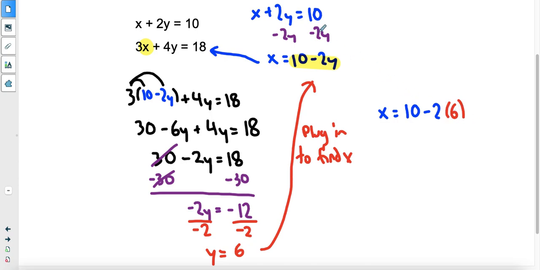Okay. 2 times 6, that's 12. So I'm looking for 10 minus 12. 10 minus 12 is equal to negative 2. So I can see my solution is x is equal to negative 2 and y is equal to 6. And I can write that as a point here.